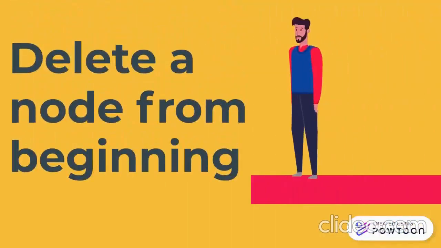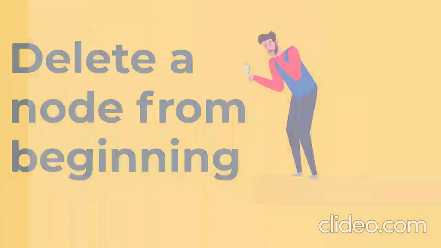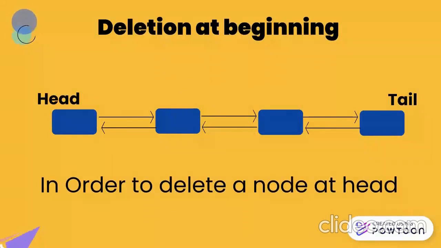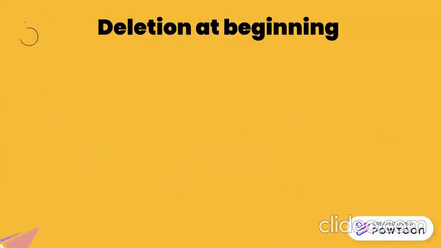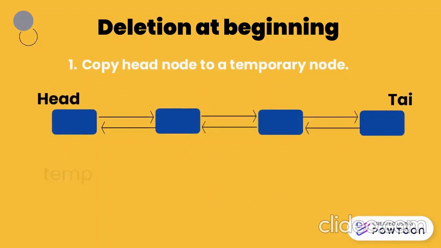Now let's see about deleting a node from the beginning of the doubly linked list. Deletion at beginning. In order to delete a node at head, we have to follow the algorithmic steps, which are: copy the head node into a temporary node, make the second node the head node, the previous pointer of the head node is made to point to null, and the temporary node is deleted. The first step is we have to copy the head node to a temporary node.